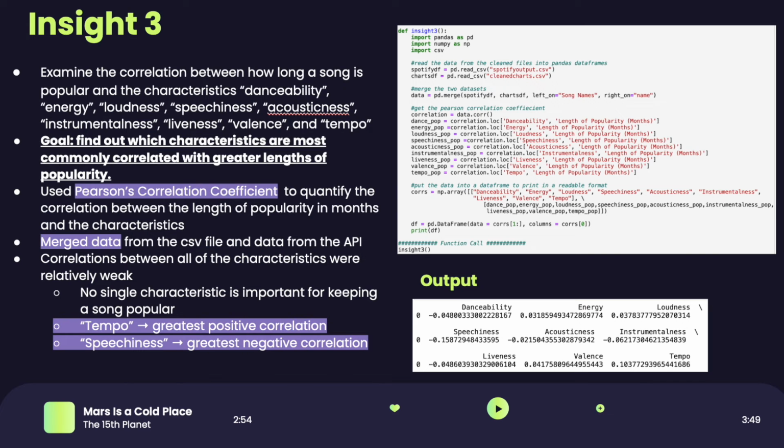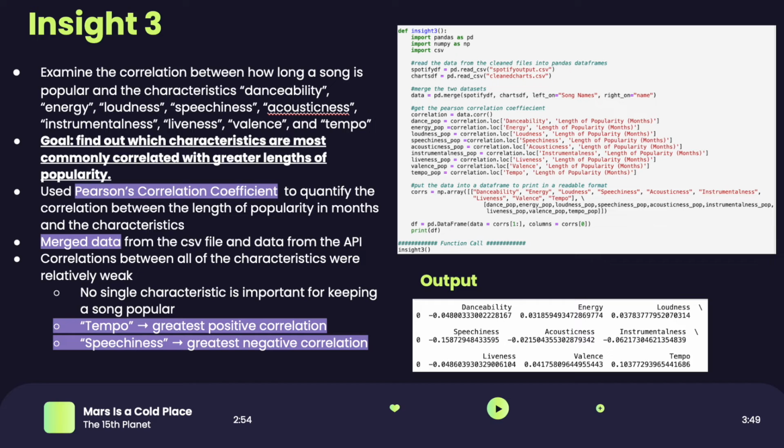For our third insight, we wanted to examine the correlation between how long a song is popular in months and the characteristics: danceability, energy, loudness, and a few others listed in our code. In order to do this, we used merged data from our CSV file and our Spotify API output. The general goal of this insight was to determine which characteristics had the highest correlation with the length of time that they were popular.